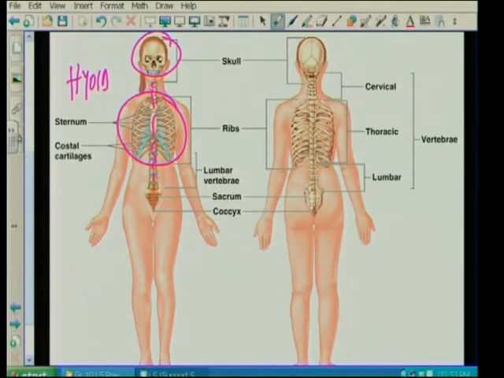We notice in this particular diagram, they're giving you the frontal view, and they're giving you the posterior view. So this would be the anterior view, and this would be the posterior view.